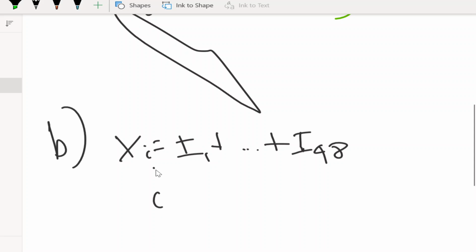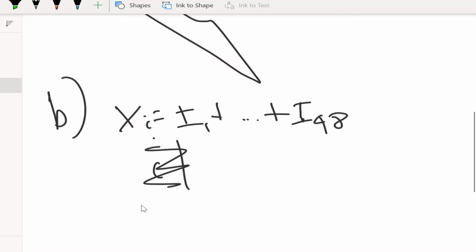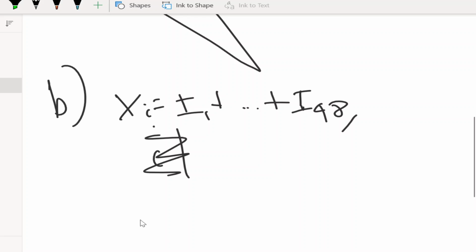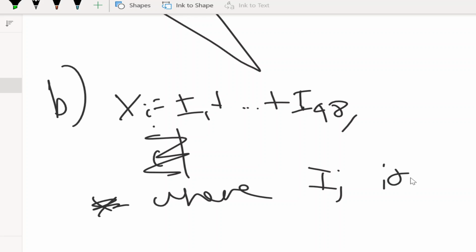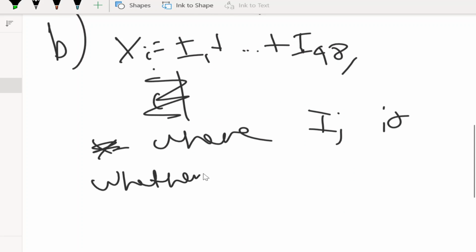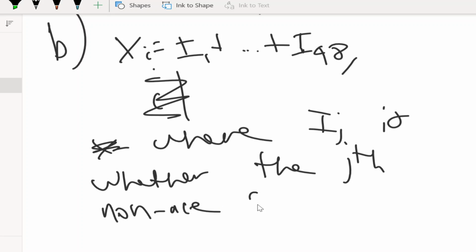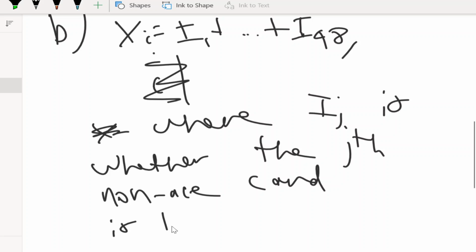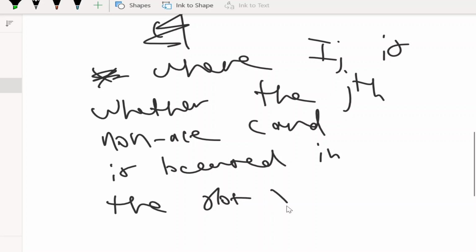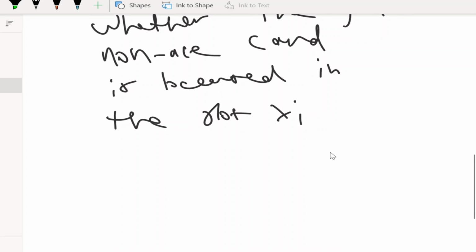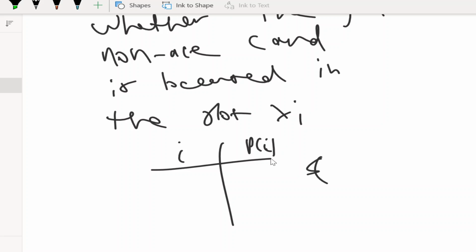Okay, cool. Now let's draw a little table. Actually, let's write it out in a good way, where Ij is whether the jth non-ace card is located in the slot xi. So for P of Ij, that non-ace card can either be located in that slot or it cannot be located in that slot.